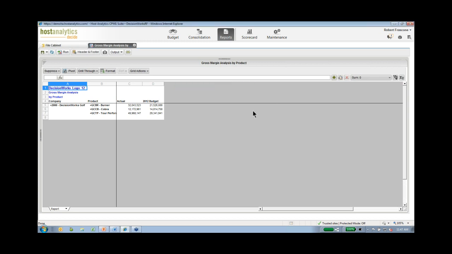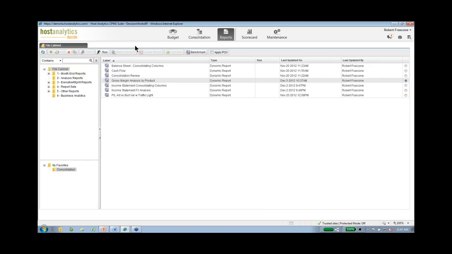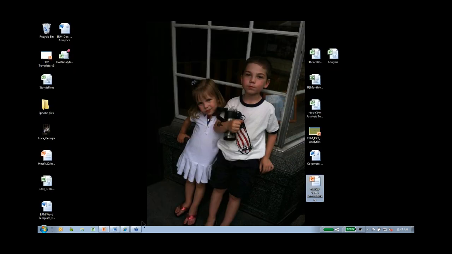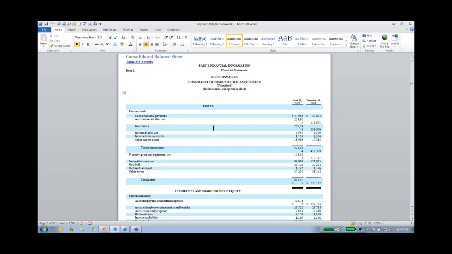So pretty powerful, designed for end users, designed for finance users to be able to create reports quickly and to get information that you need to make decisions. But what about that thing we looked at a long, long time ago, it seems, 40 minutes ago, that Microsoft Word-looking report? Well, here it is right now. So here's the output of that report that I'm going to show you.